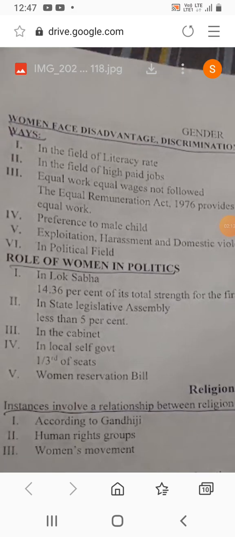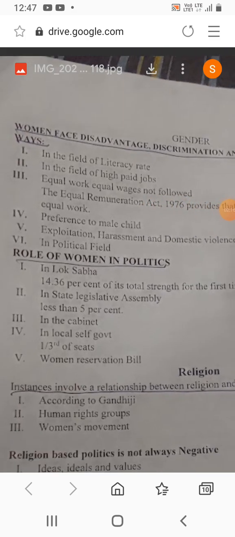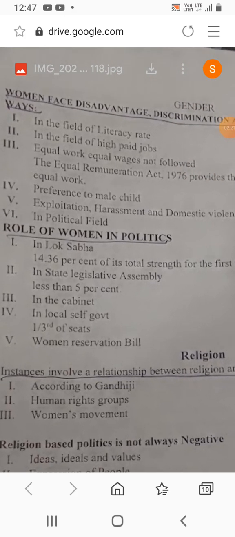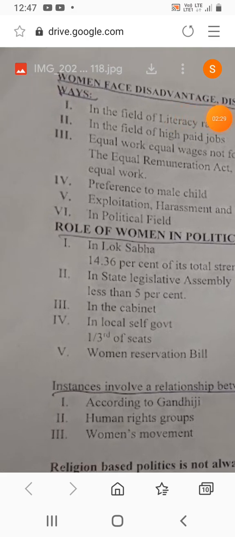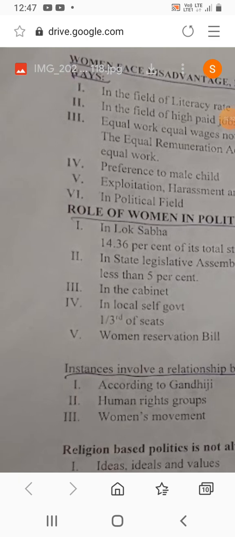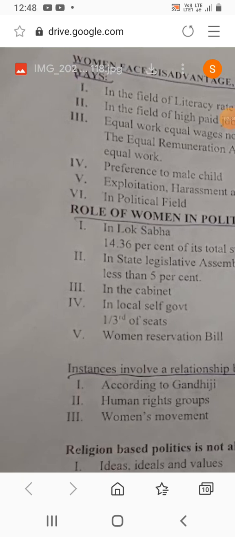This technique, many teachers, many content creators, many YouTube teachers, many school teachers, in some cases don't actually say. But this is a very effective technique. Then suppose one question or one topic, say, role of women in politics. So your key points are in Lok Sabha, in state legislative assembly, in the cabinet, in local self-government, women reservation bill. So these are your point headings or your key points.